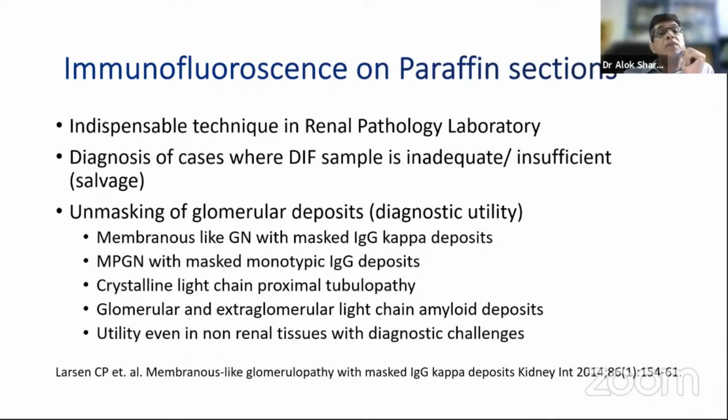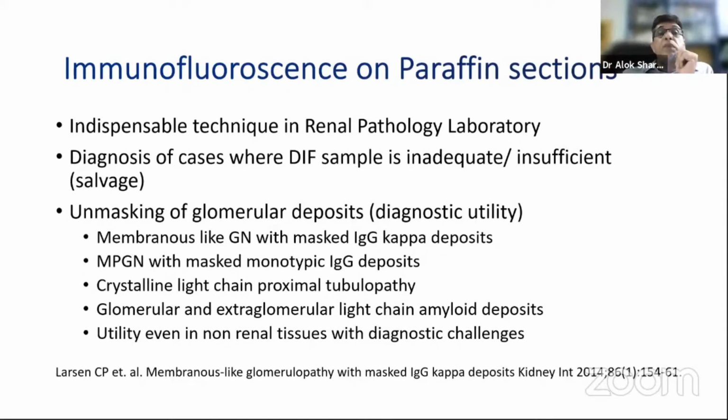So you do an unmasking of the antigens by this technique, and like the entity I just mentioned, membranous-like GN, you can get the reference in the bottom note. Membranous-like GN with masked IgG kappa deposits. You can have an MPGN with masked monotypic immunoglobulin deposits. And there are certain cases of crystalline light chain proximal tubulopathy, which do not show any restriction on the routine sections. You have to do a Pronase digestion and look at it again in the microscope to actually realize that this is actually a light chain proximal tubulopathy.